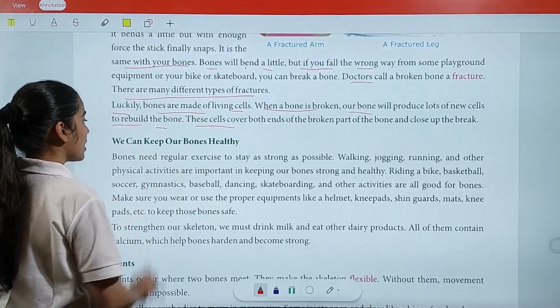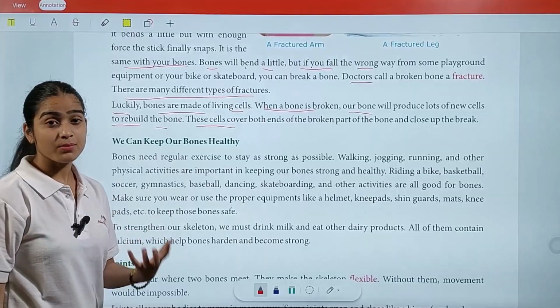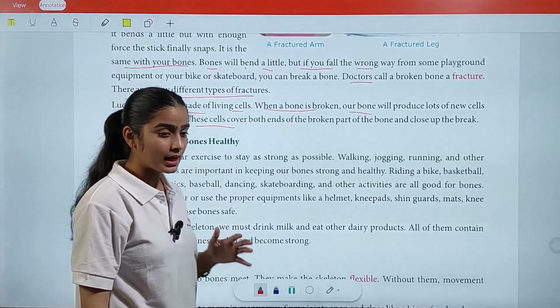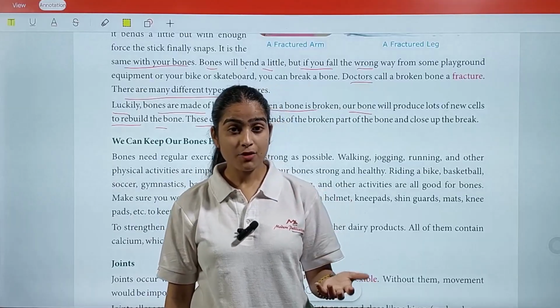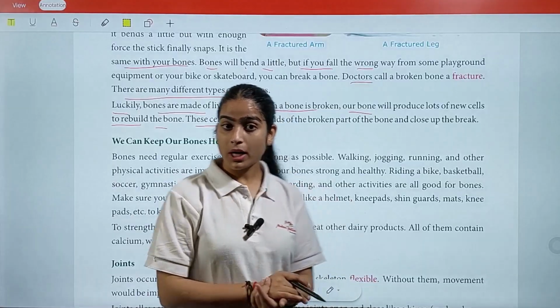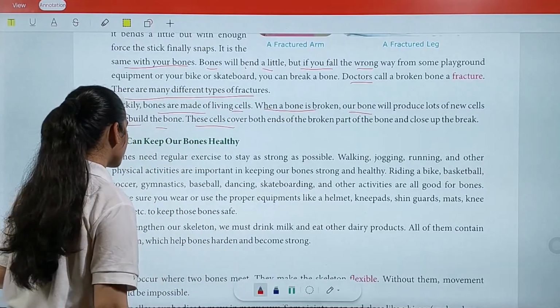We can keep our bones healthy. How can we keep our bones healthy? Because so far we understood that bones play a very important role in our body as well as in our life. So we need to protect our bones, right? So let's understand how we can protect our bones.